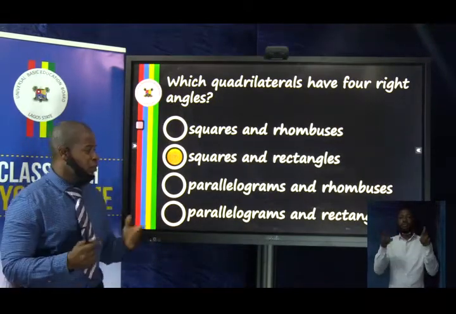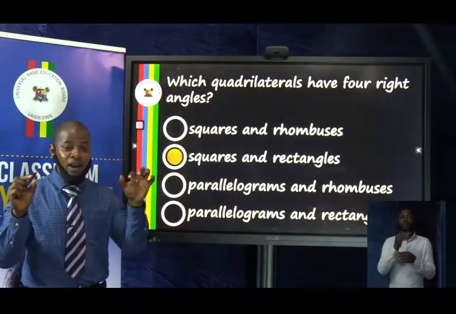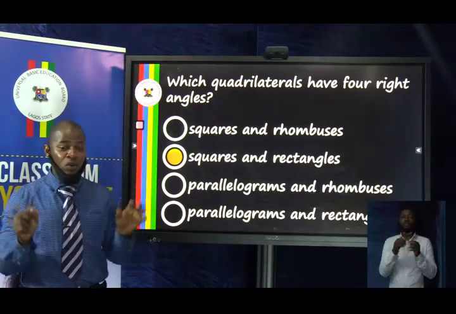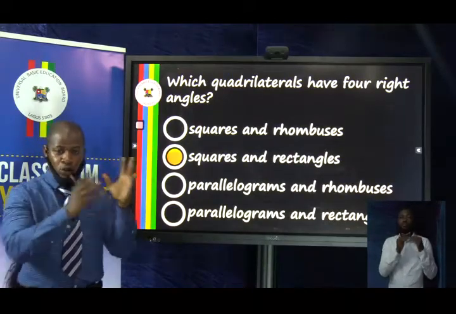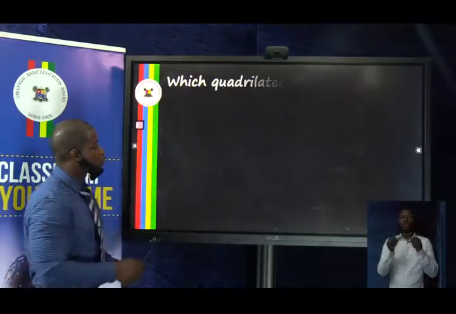Good job. If you remember the song that we sang, it says, rectangles have 4 right angles, rhombus has 4 sides that are equal, squares have 4 equal sides, 4 right angles. So squares have 4 right angles, rectangles have 4 right angles, and that is the correct option.